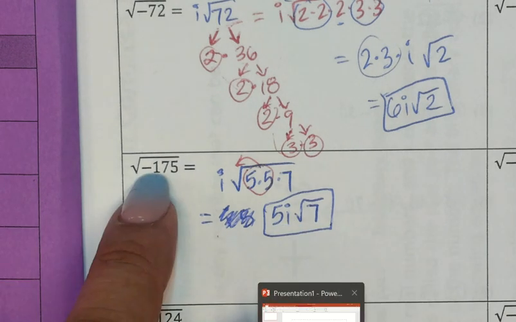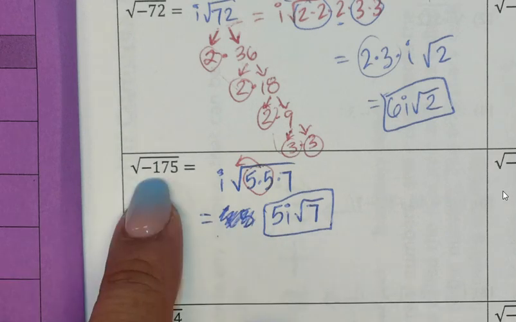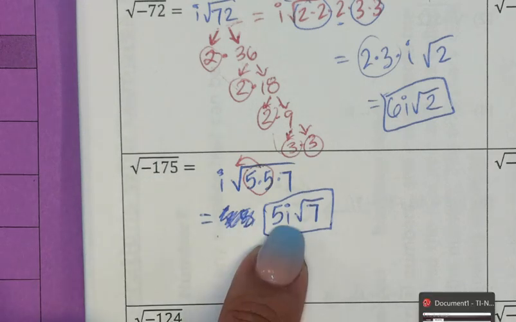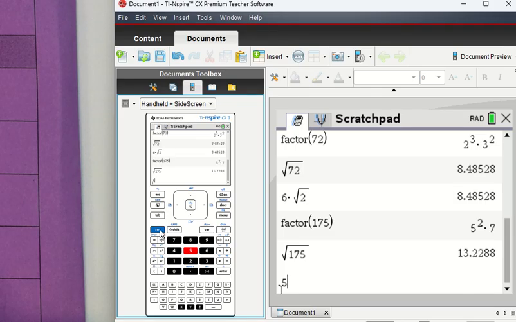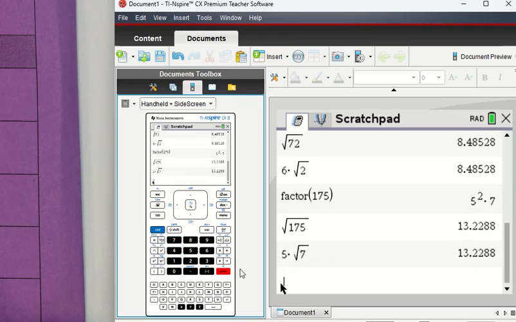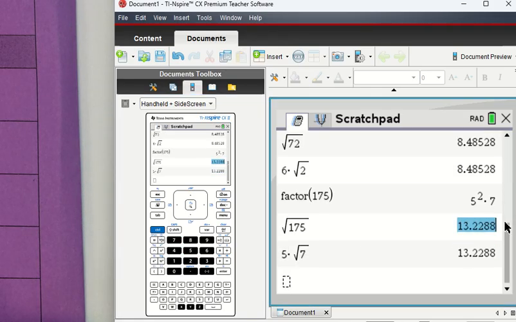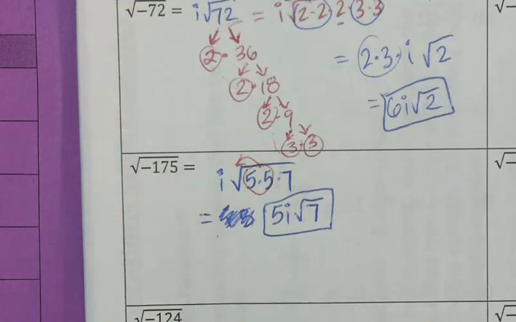So ignore the negative here, and ignore the i right there. So 5 square root of 7. Notice that they both are the same decimal, which means that these are the same value. Okay, one more example together.